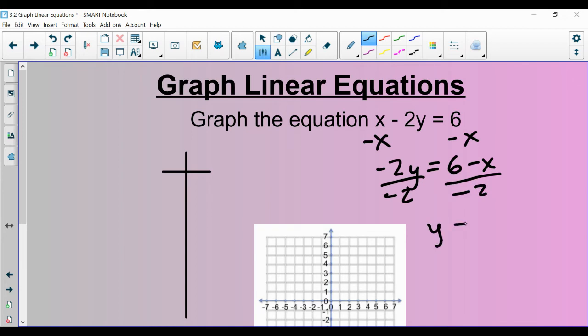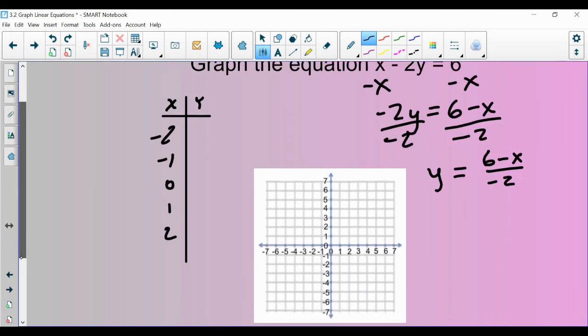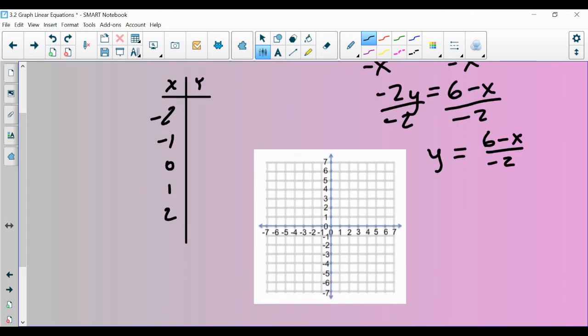What we'd end up with is y is equal to, I'm not going to simplify this. I am going to expect you to simplify this shortly, but for today, let's just leave it 6 minus x over negative 2. That's our first step, and our second step is to create the t-table: x, y, negative 2, negative 1, 0, 1, and 2. This is going to be a little bit more challenging, and we're going to have fractions, but that's just the reality of it. It's going to happen sometimes.